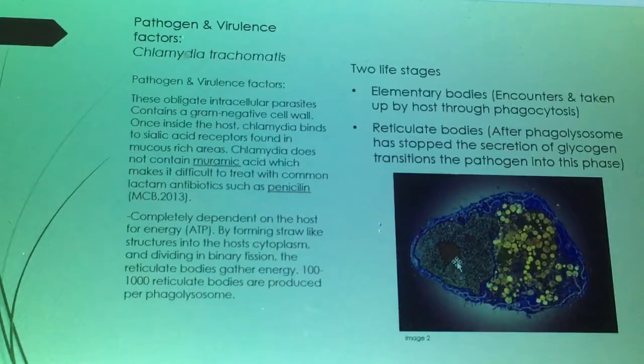Alright, now we'll discuss the pathogen and virulence factors of Chlamydia trachomatis. This is an obligate intracellular parasite that contains a gram-negative cell wall. How it works: once inside the host, chlamydia binds to sialic acid receptors found in mucus-rich areas. This is important because, as we described earlier, it's a sexually transmitted disease, and the areas where this activity occurs are very rich in mucous membranes.